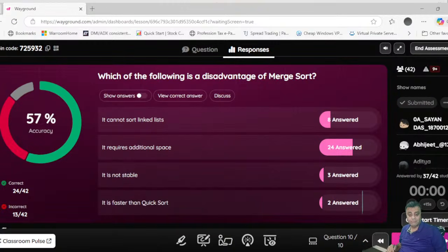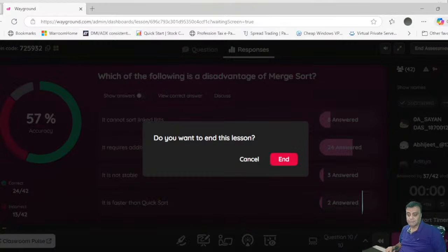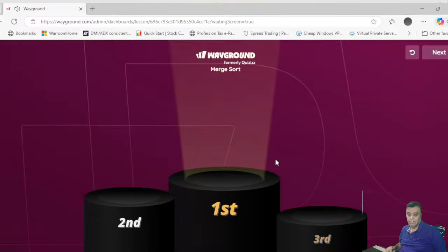It is stable. It is faster than quick sort? No, it is the same, right? It is the same order of n log n. So those are not the answers. So that's this merge sort assignment. Not good performance.